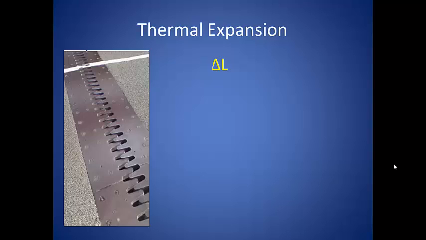When we build bridges, for example, we have to account for the fact that in the summertime, temperatures will cause the bridge to expand, and in the winter, cold temperatures will cause it to contract. Over time, this expansion and contraction can do significant damage to the structure, so we put joints at certain intervals to help alleviate this stress.